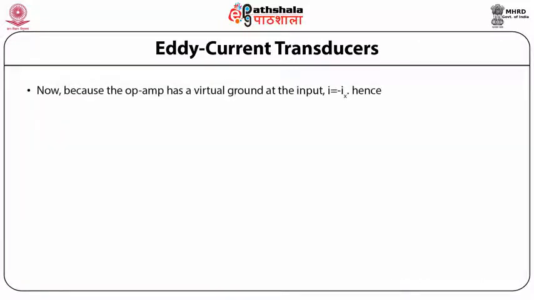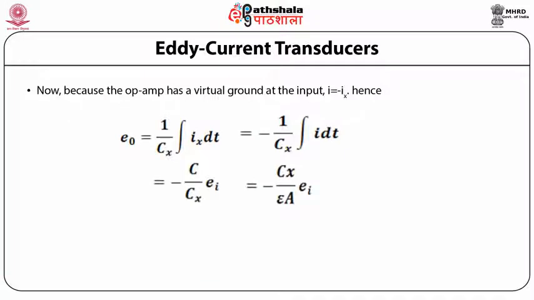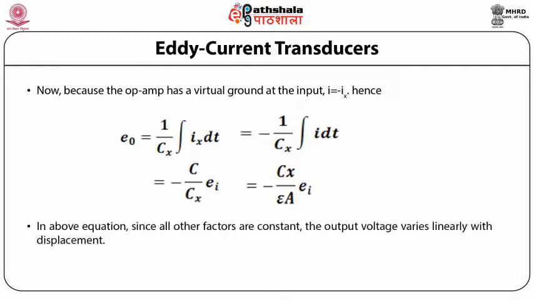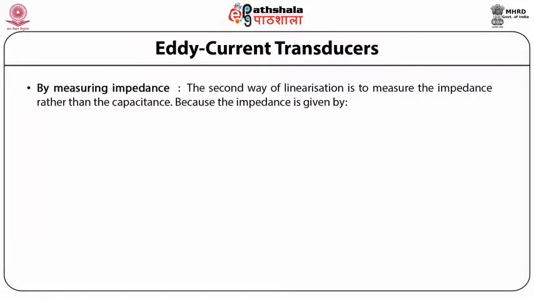Now because the op-amp has a virtual ground at the input, that is I equal to minus Ix, we can write E0 is minus 1 by Cx integral I dt equal to minus C by Cx Ei, which is equal to minus C multiplied by x divided by epsilon A multiplied by Ei. So in this equation, since all the other factors are constant, the output voltage varies linearly with displacement. Next is by measuring impedance.